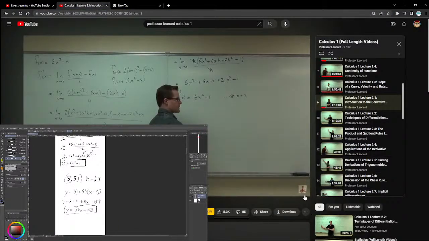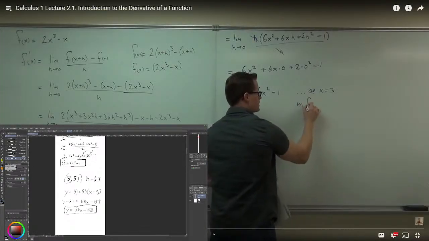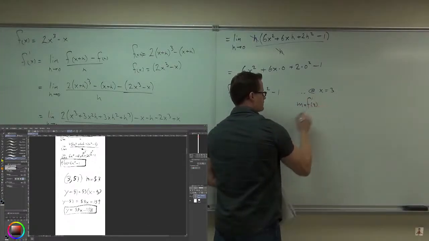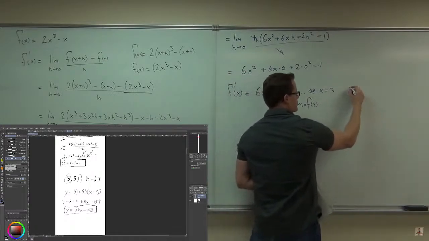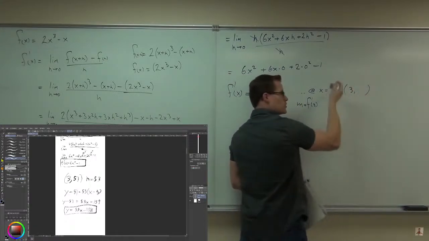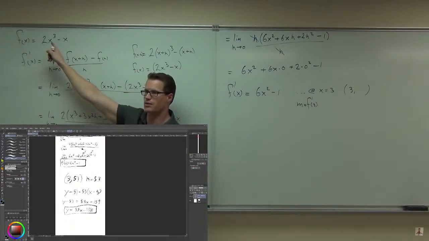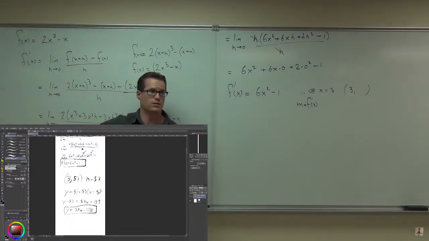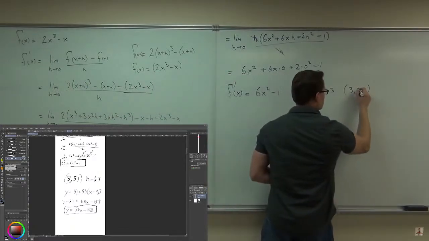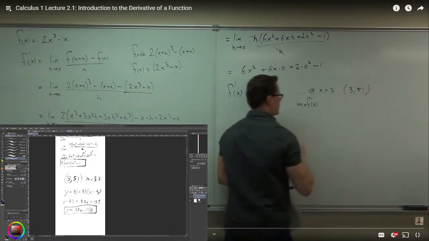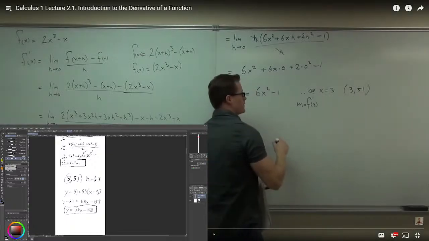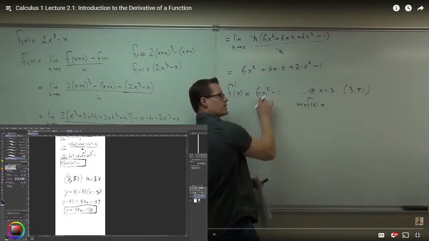Could be wrong, but the slope is going to be f prime of 3. The point is going to be 3 comma whatever you get when you plug in that point. If I plug in 3, tell me what I get. 27. 51? Oh, well, that is what I got, right? Yeah. The slope would be when I plug in 3 here.